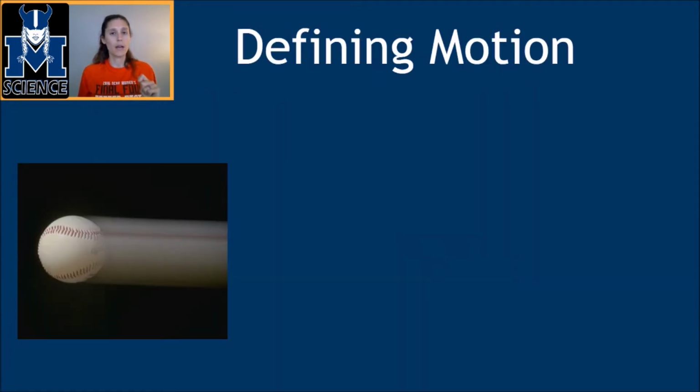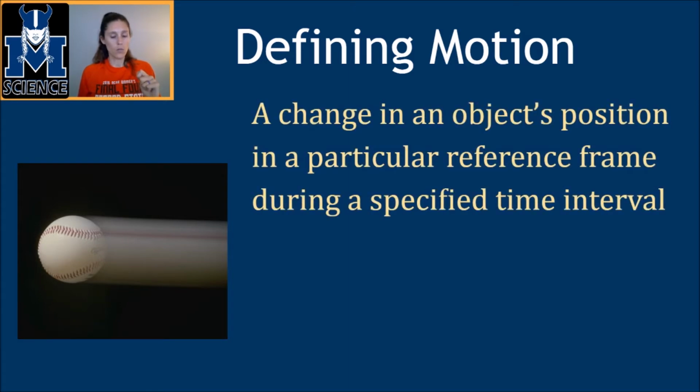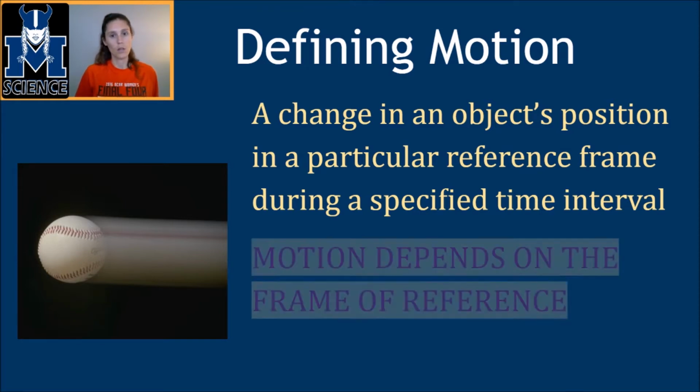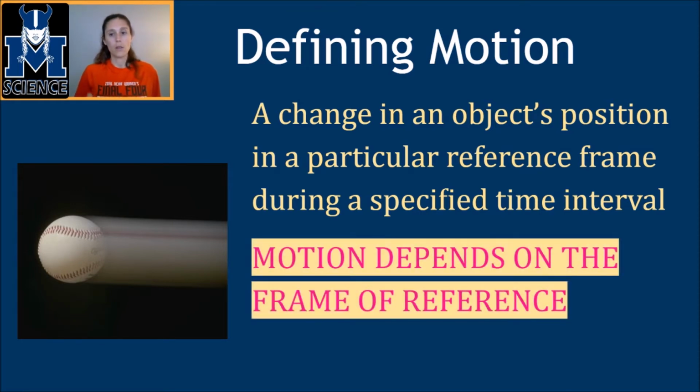Okay, so now we can have an actual definition of motion, talking about those two things. We're going to define motion as a change in an object's position in a particular reference frame during a specified time interval. It can be a short time interval or a long time interval, but if it's changing its position in a reference frame over that time interval, it is in motion, or it's moving. It's important to remember that motion depends on the frame of reference.